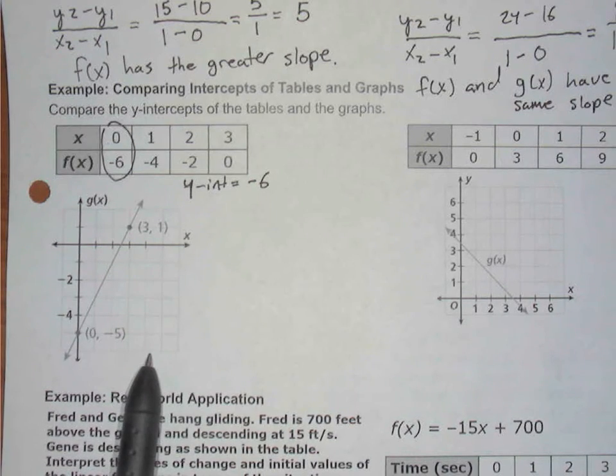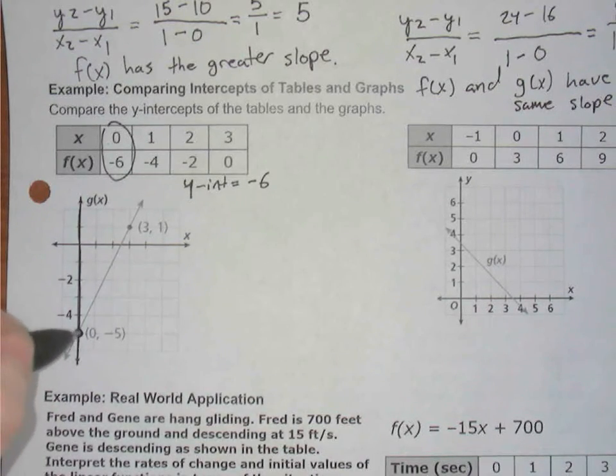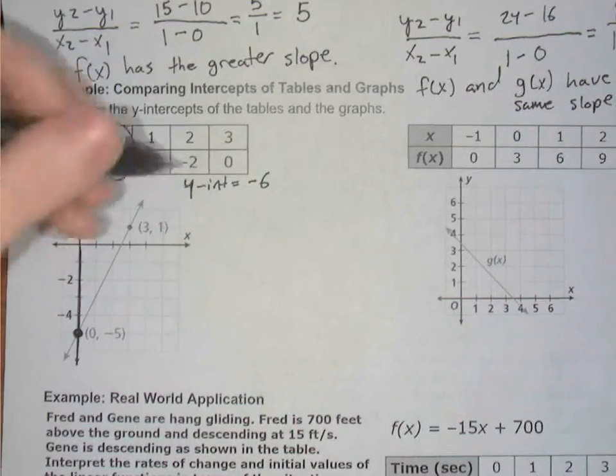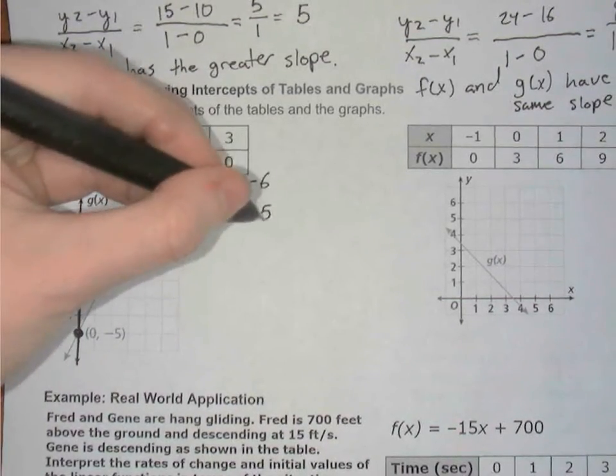Then we take a look at our graph, and we're going to find the y-intercept of our graph. So again, on a graph, it's pretty simple. All we have to do is find where our graph crosses the y-axis. Our graph crosses the y-axis at (0, -5), which means my y-intercept is -5.